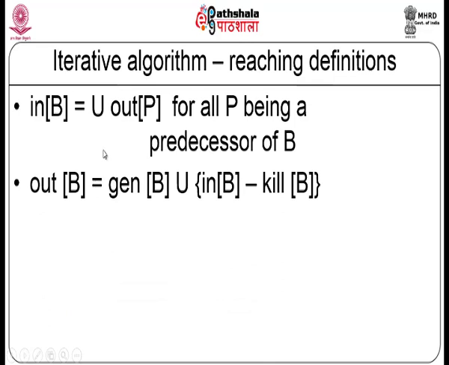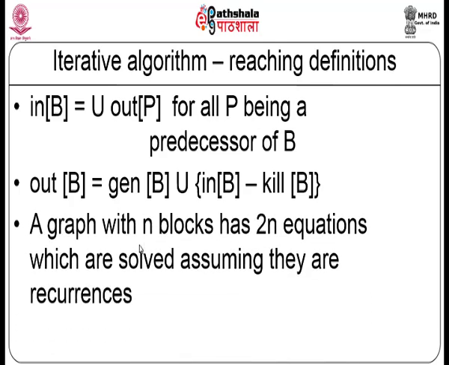Then after computing this, out of B will be gen of B union (in of B minus kill of B). So, after computing the new in, you can use that in to compute your actual out of a particular basic block. Again it is done block by block, not statement by statement. Whatever we have defined for a statement is now converted to a particular block. And a graph with n blocks will have 2n equations of this nature, and these equations have to be solved assuming that they are recurrences.